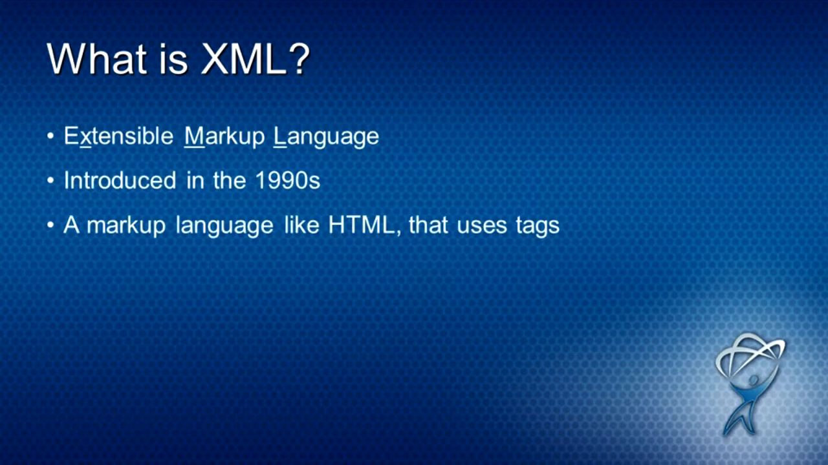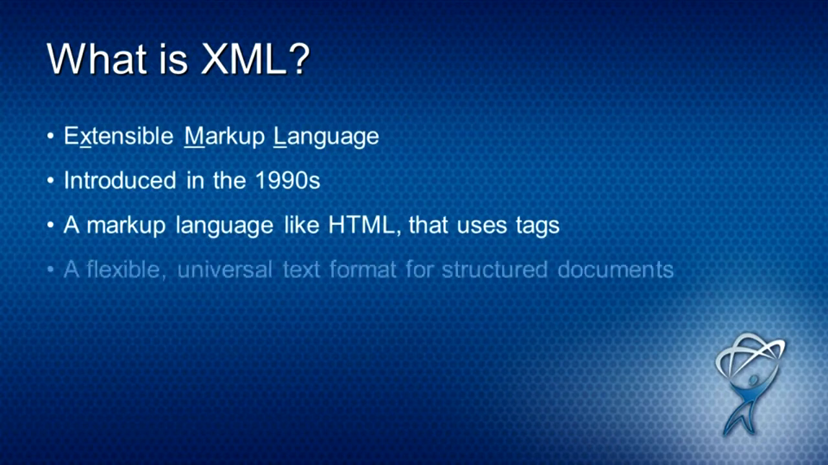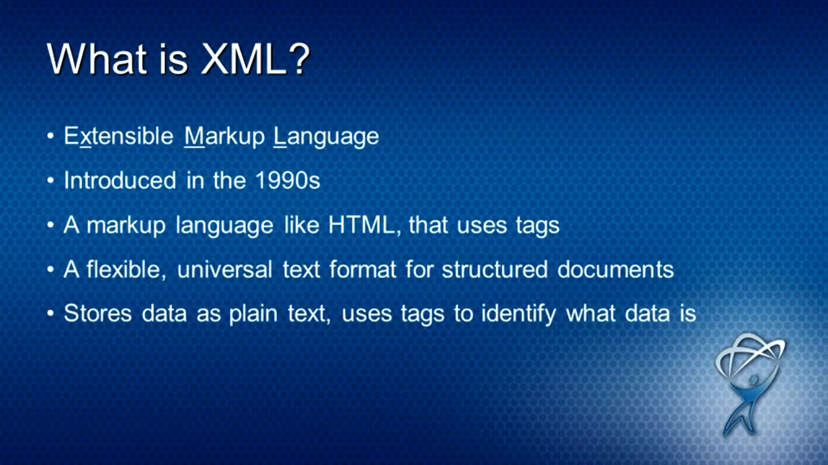For HTML, it defines formatting. For example, a B tag represents make this bold, or a U tag could be underlined, or an I tag for italics. XML is going to be a little bit different, but the concept is exactly the same. Both of these are flexible, universal formats for structured documents. What XML does is it actually stores data as plain text, and then it uses the tags to identify what the data is, not necessarily how it's formatted. HTML uses the formatting tags. XML actually identifies what the data is.